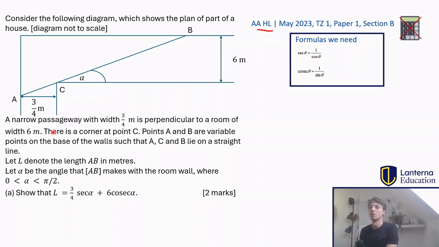Okay, so what are we looking at? What is the question? I always think it's a good idea to first read the question and then read the text, and that's the order I always do. We need to show that L is that. Okay, let's read the text and see if we can figure out what L is. L is the length AB in meters.